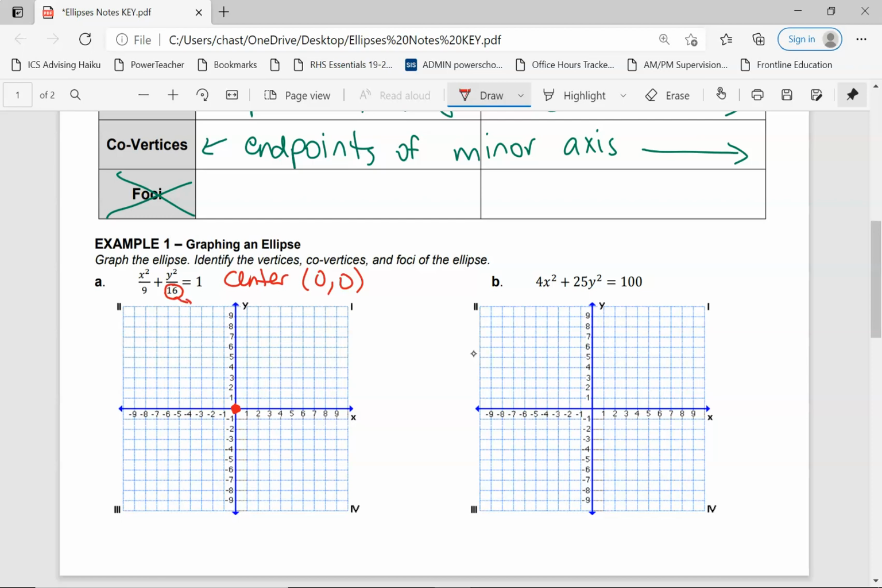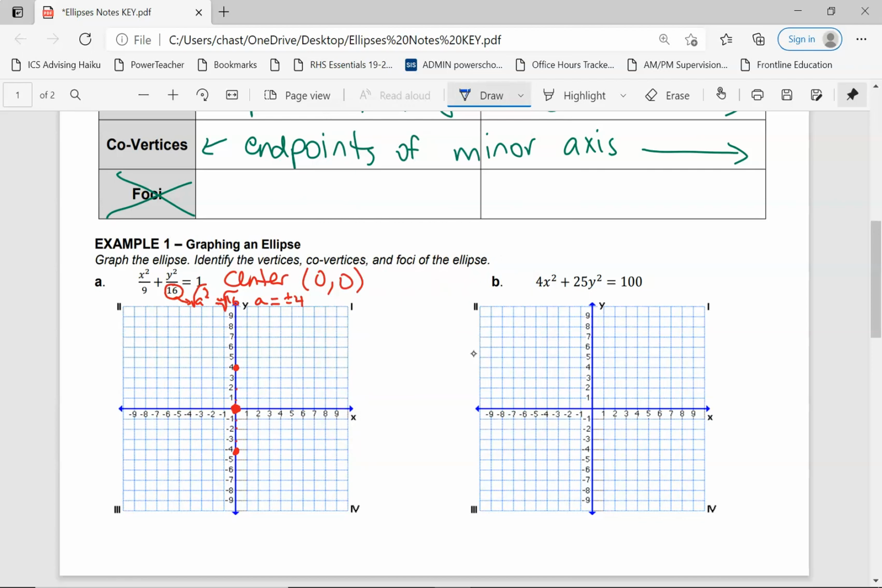Now, this is my a squared value. But to plot it, I need to know the a. So I'm going to take the square root of both sides, and we get a equals plus or minus 4. I have to have the plus or minus because I am going to go from that center, and I'm going to go up 4 to get a vertex, and I'm going to go down 4 to get the other vertex.